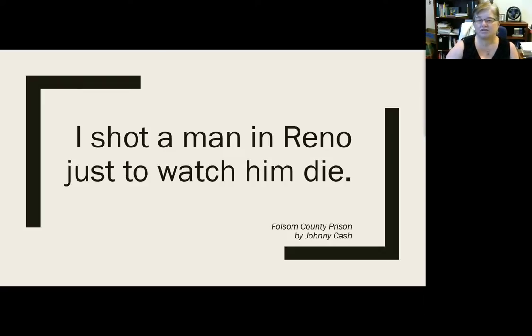So this is, of course, a line from Folsom County Prison by Johnny Cash. I shot a man in Reno just to watch him die. This is a theory of the case, okay? Now, it happens not to be a flattering theory of the case for the defendant, but this is a theory of the case. What is the legal theory here? Anybody, what's the legal theory? What is the legal claim here? It's criminal, right?